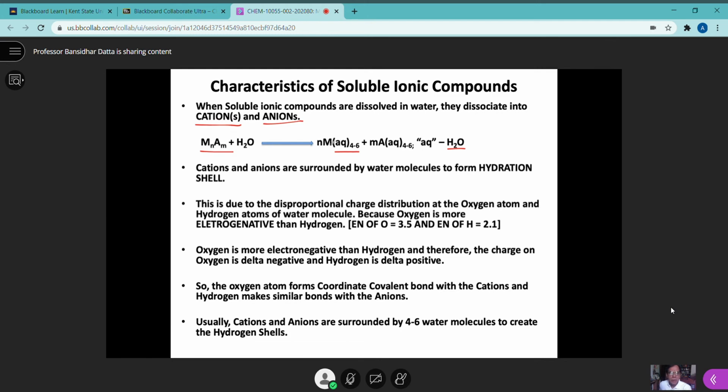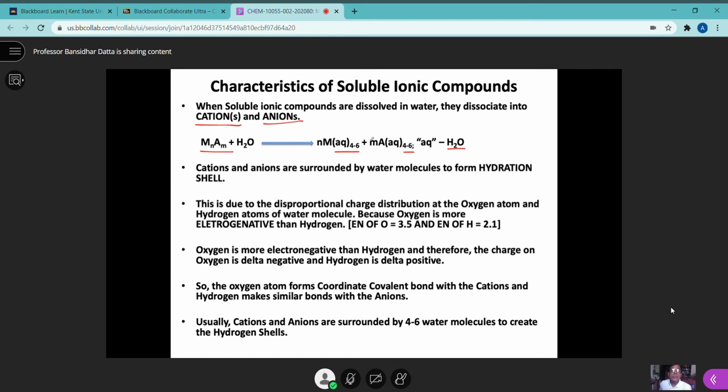So each cation is basically coordinated or surrounded by water molecules. How many? 4 to 6. That's the average number. Some cases 4, some cases 5, and some cases 6. Likewise, the anion is also coordinated by 4 to 6 molecules of water. That's called coordination.